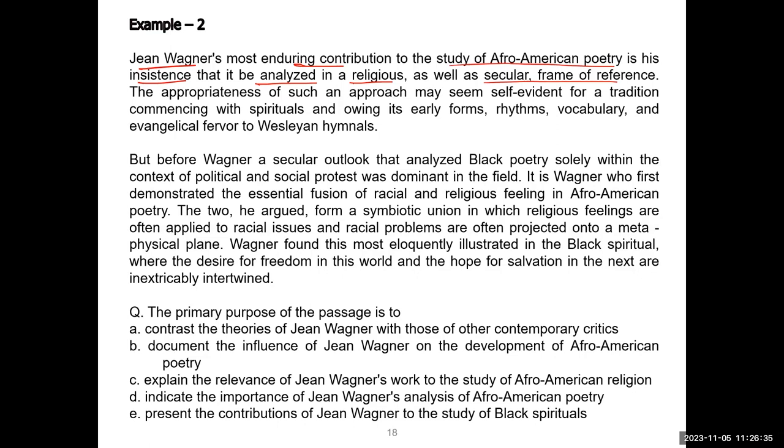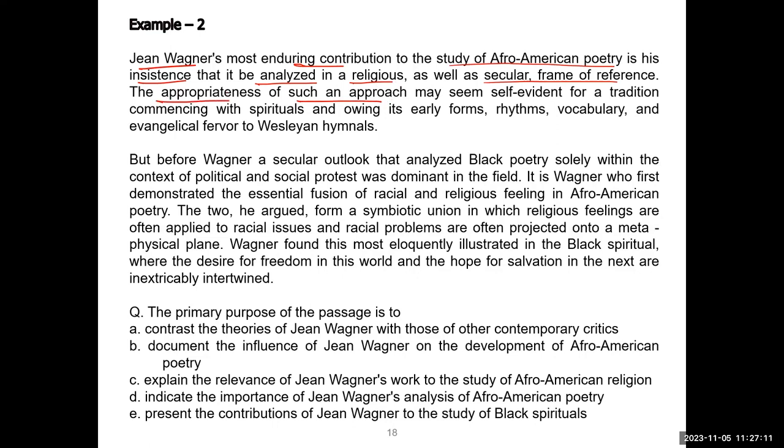So that is what Jean Wagner is saying. Whenever you study Afro-American poetry, you need to look at it from both angles, religious as well as secular. Then the author says, the appropriateness of such an approach may seem self-evident for a tradition commencing with spirituals and owing its early forms, rhythms, vocabulary, and evangelical fervor to Western hymnals. So according to the author, whatever Jean Wagner is saying, it is appropriate.